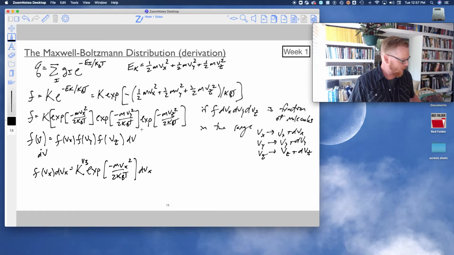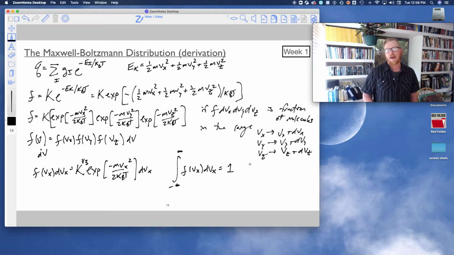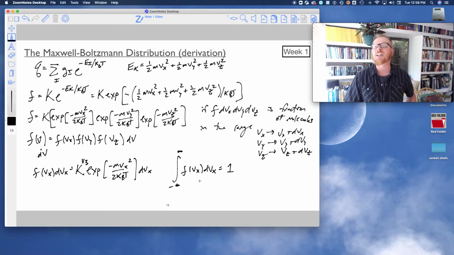I'm also going to note that I can say the integral from negative infinity to infinity of this function f of v_x dv_x will equal 1. And all that's saying is from negative infinity to infinity, there's 100% chance that we'll find that particle somewhere. So what we've done is normalized this function to 1. And what that also allows me to do is determine the value of this constant K, so I can treat this as a normalization constant.